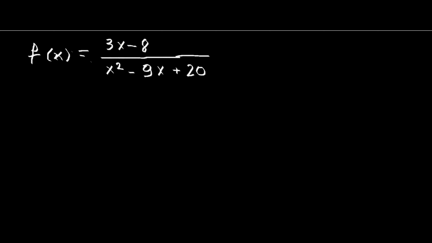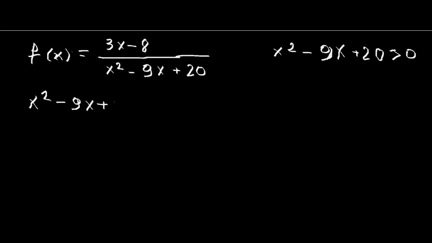Now let's try a more complex example. We have f(x) equal to 3x minus 8 divided by x to the power 2 minus 9x plus 20. We know the divisor should be greater than 0. So x to the power of 2 minus 9x plus 20 should be greater than 0. Now, to find the values, this is a quadratic equation. We have to equalize our expression with 0.